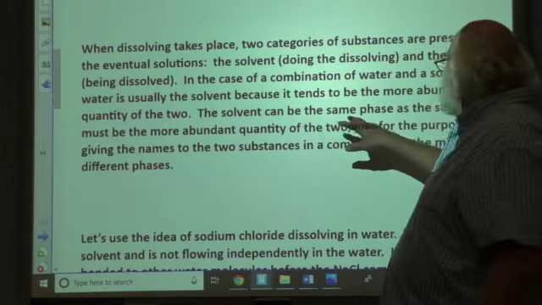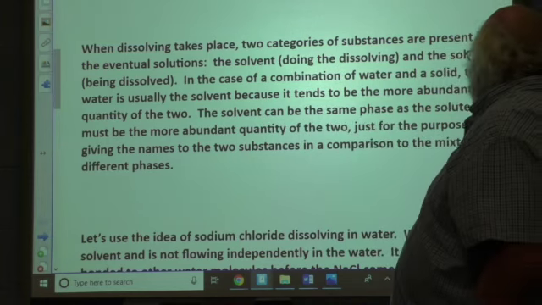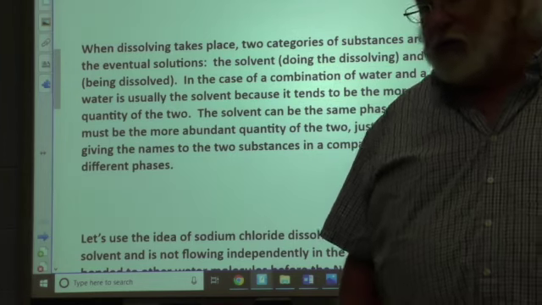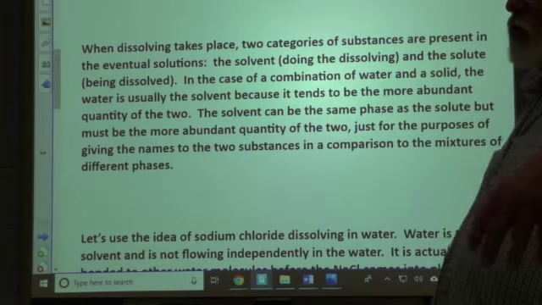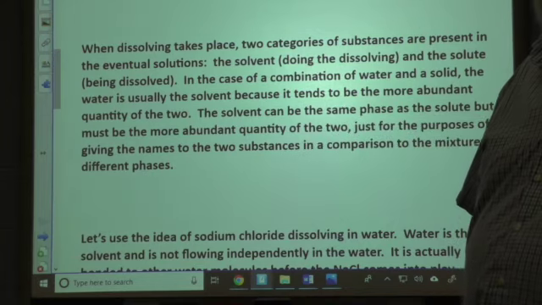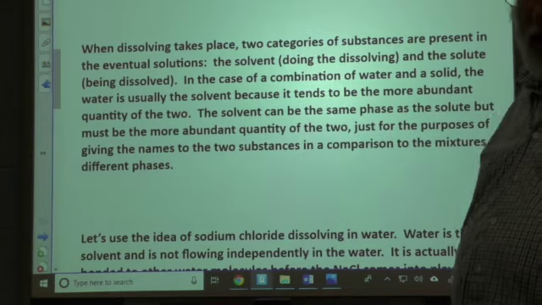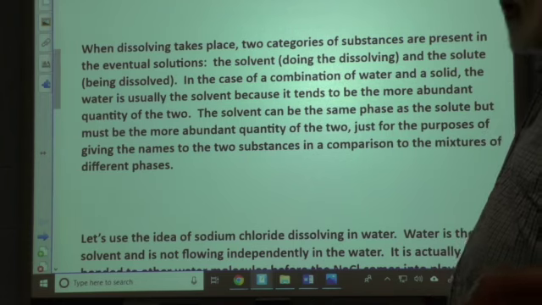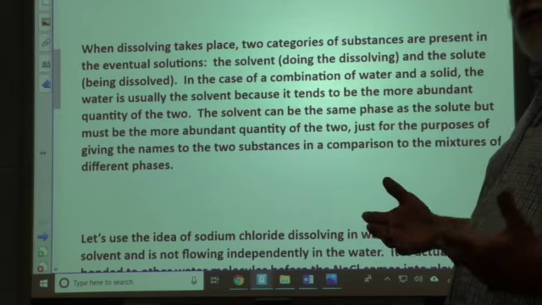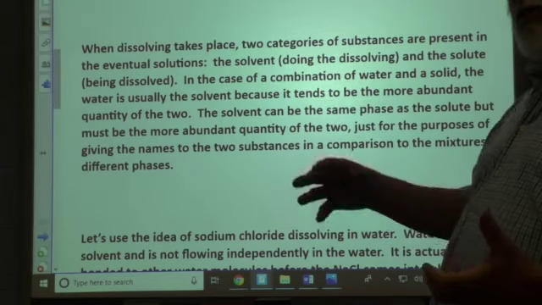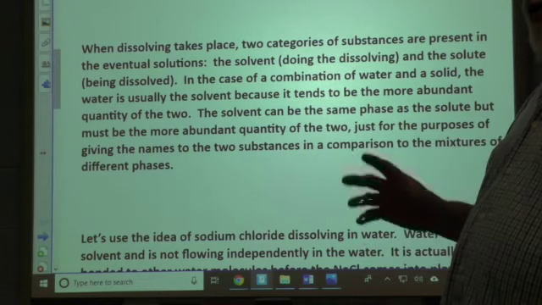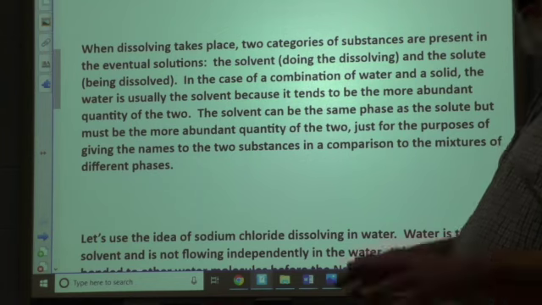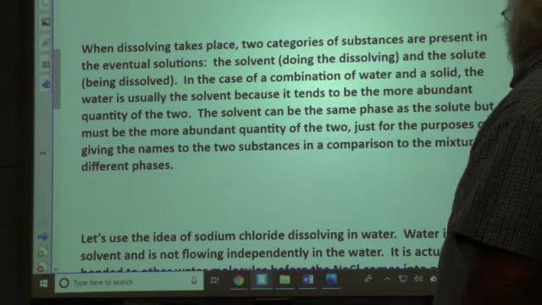The solvent can be the same phase as the solute, but it must be the more abundant quantity of the two. Okay, so if you're, let's say, mixing lemonade with some beverage, they're both liquids, but since you probably have more lemonade than whatever liquid you're adding to it, that lemonade is going to be your solvent, and whatever it is going to be your solute.